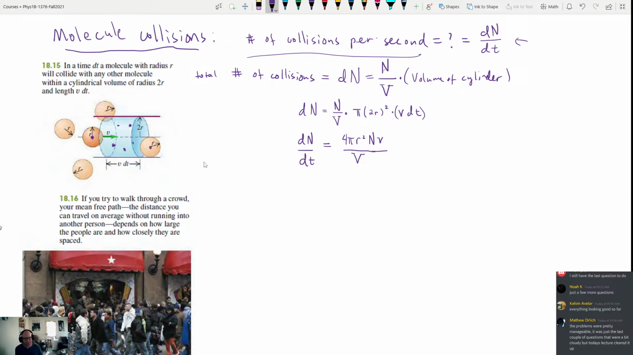Okay. The next thing we can do is we can say that the inverse of this is going to be what's called the mean free time, okay? Mean free time means how long can something move freely. This is going to be equal to 1 over dN/dt. We're going to call this the mean time between collisions. And this is going to be volume divided by 4 pi r squared N v, like that. Mean free time, so that's the average time between collisions.